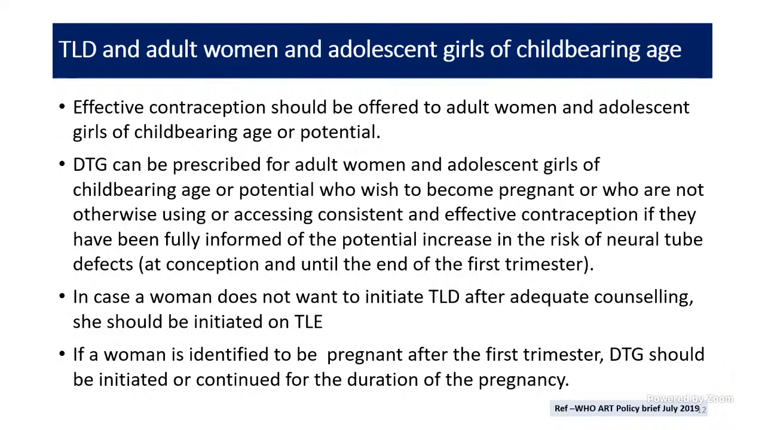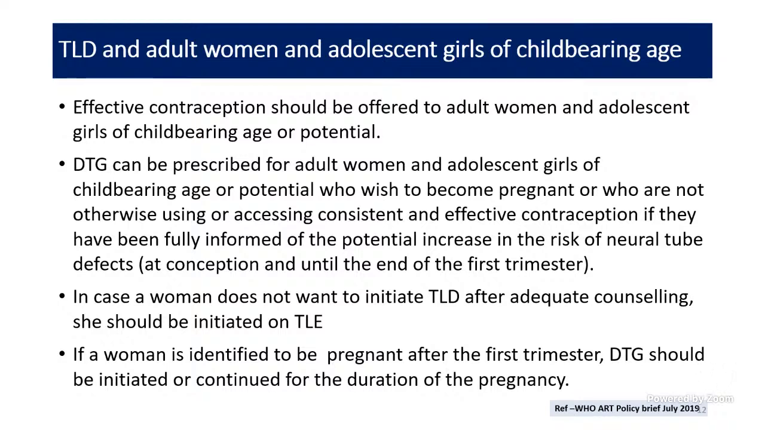DTG can be prescribed for adult women and adolescent girls of childbearing age or potential who wish to become pregnant or who are not otherwise using or accessing consistent and effective contraception if they have been fully informed of the potential increase in the risk of neural tube defects at conception and until the end of the first trimester. In case a woman does not want to initiate TLD after adequate counseling, she should be initiated on TLE. If a woman is identified to be pregnant after the first trimester, DTG should be initiated or continued for the duration of the pregnancy.